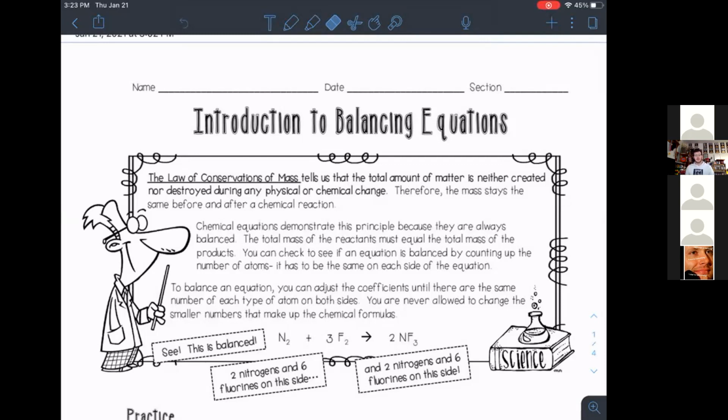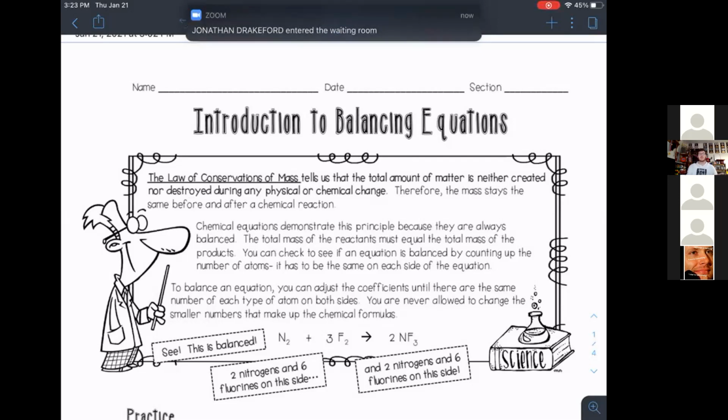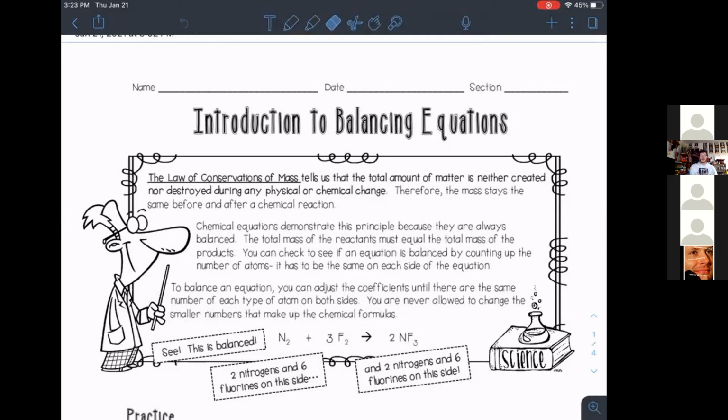You can check to see if an equation is balanced by counting up the number of atoms it has on each side, and it has to be the same on both sides. So if we look at this equation below, we can see that it tells us that you can have 2 nitrogens and 6 fluorines on the left side, and you have 2 nitrogens and 6 fluorines on the right side.